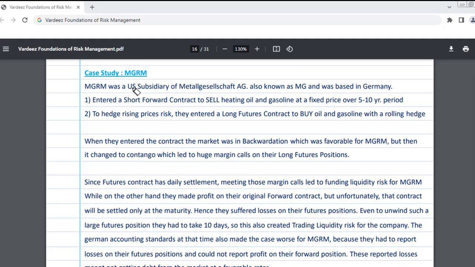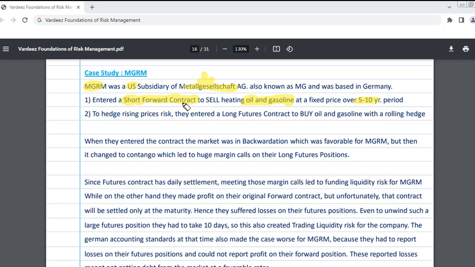Talking about MGRM, they were the US subsidiary of a firm based out of Germany. MGRM was the US subsidiary of this German company. Basically, what MGRM did is they entered into a forward contract to sell, because they were short, to sell heating oil and gas products. That was their deal. If you're selling something, you have to buy, right? Now, what if the price of the oil and gasoline goes up? That is a risk to MGRM.